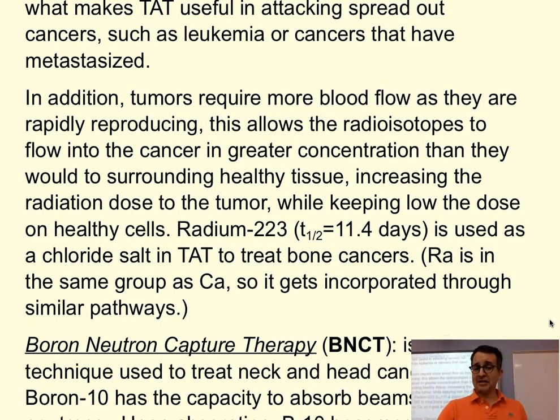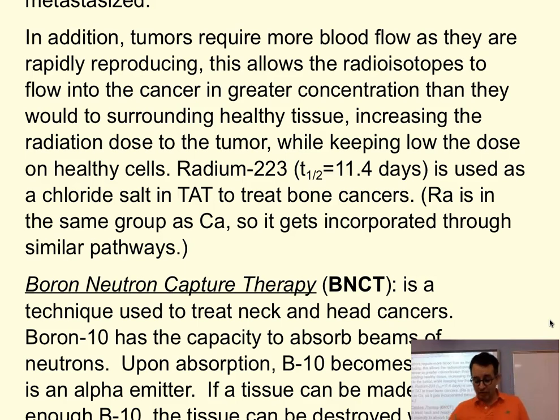Now, another thing, as mentioned before, is that tumors, because they're rapidly reproducing, are going to need more blood flow. And so anytime that we can put a particular drug that will dissolve into the bloodstream, such as, for example, radium-223, which has a little bit of a longer half-life, 11.4 days. All right, if we can put it into the bloodstream, radium is in the same family as the alkaline earth metals, as calcium. So therefore, it can get incorporated in areas where calcium would get incorporated. And so one of the most important places is your bones.